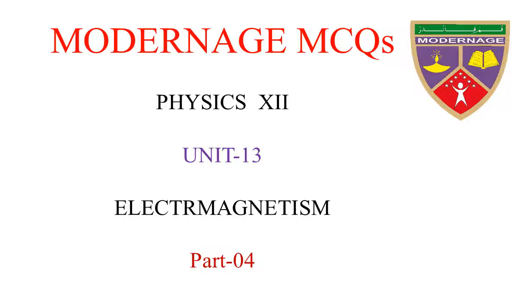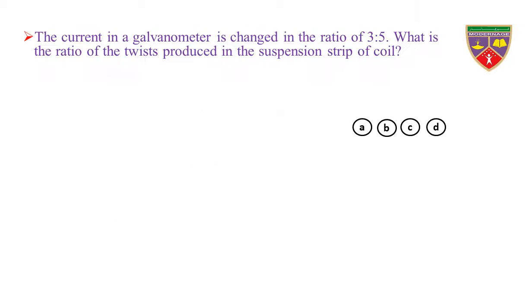Modern Age MCQs, Physics second year, Unit 13, Electromagnetism, Part 4. The current in a galvanometer is changed in the ratio of 3 to 5. What is the ratio of the twists produced in the suspension strip of coil? Option A 3 to 1, option B 1 to 5, option C 3 to 5, option D 5 to 3. The key is 3 to 5. Therefore, the correct option is C.